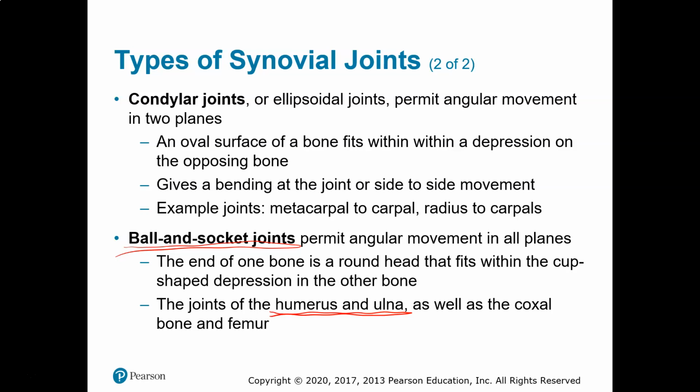Together with the humerus and the scapula that form the shoulder joint, and then the coxal bone and the femur form the hip joint.